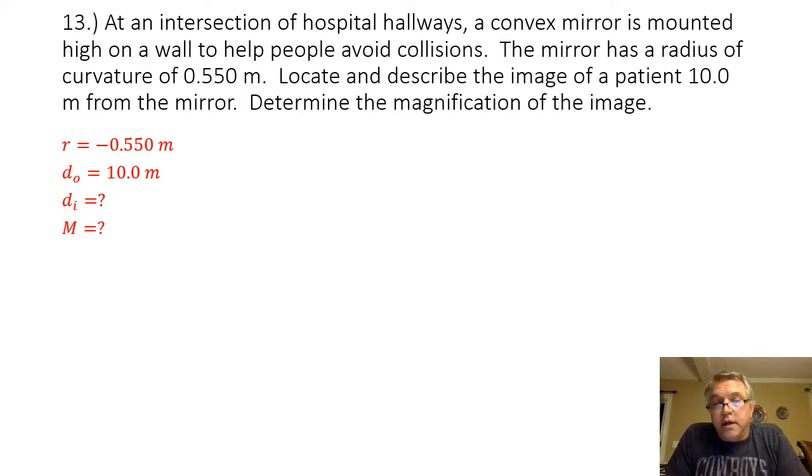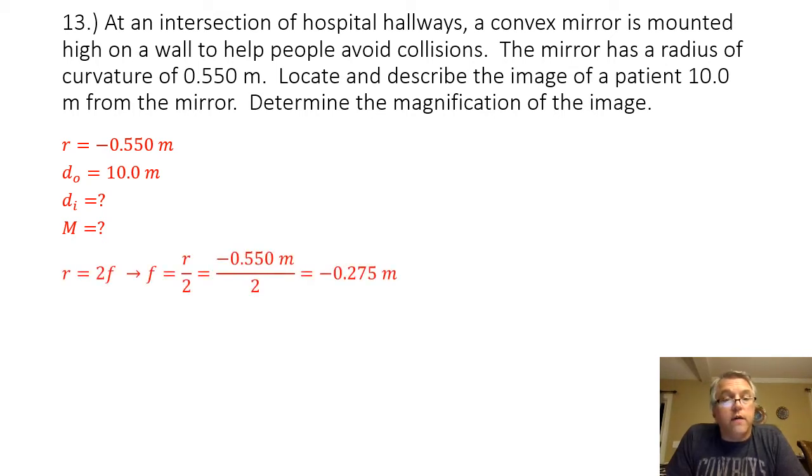To find the image distance, I do need to know the focal length, and the focal length is 1/2 of the radius of curvature. So 0.550 meters divided by 2 will give me a focal length of negative 0.275 meters. Remember, it is negative because my focal point is behind the mirror, because it is a convex mirror.